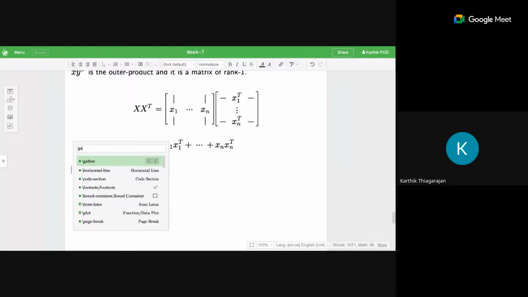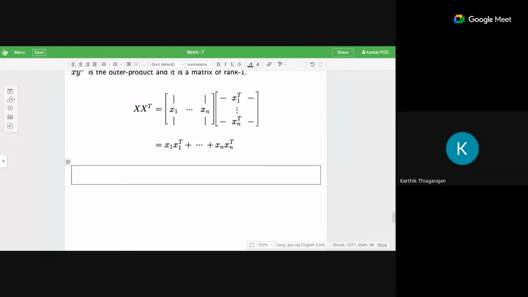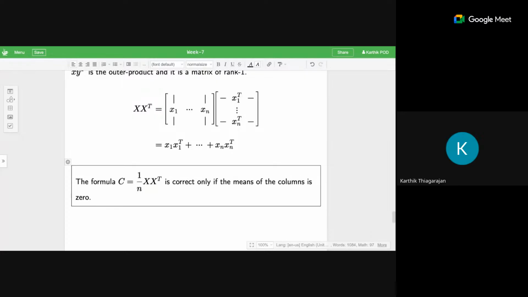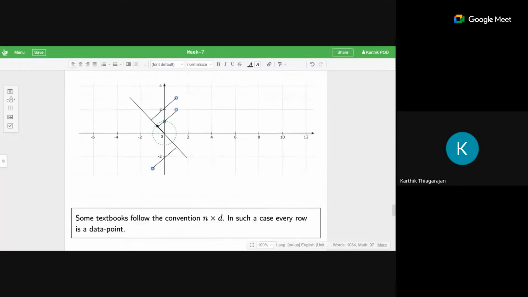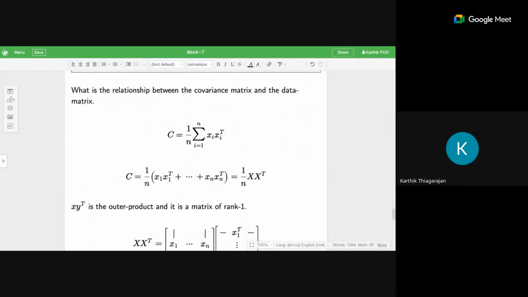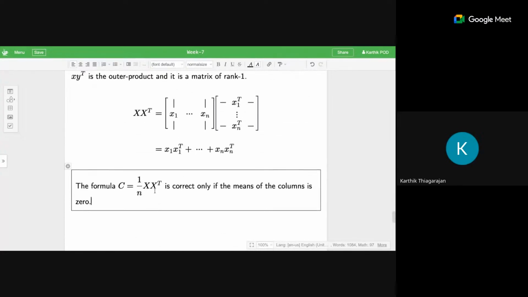Once again, you have to be careful about one point. The formula C equal to 1 by n xx transpose is correct only if the mean of the columns is 0. This is very important. That's why the convention is what we are following here. Somewhere I mentioned it: the mean has to be 0. Only then this is true.